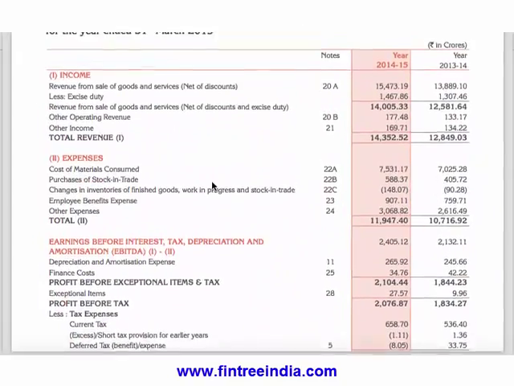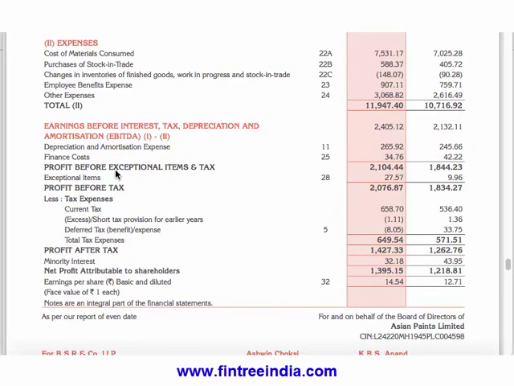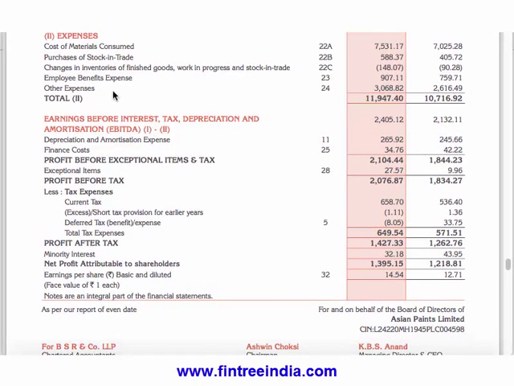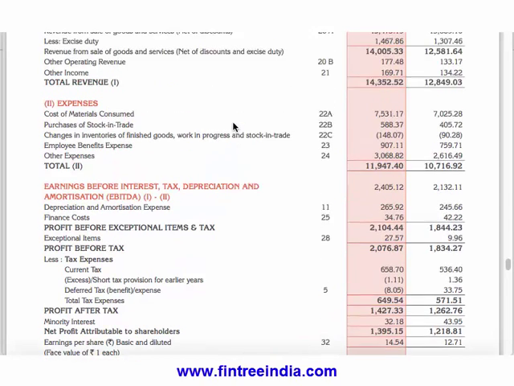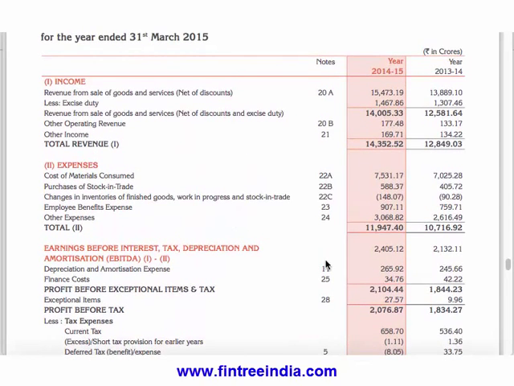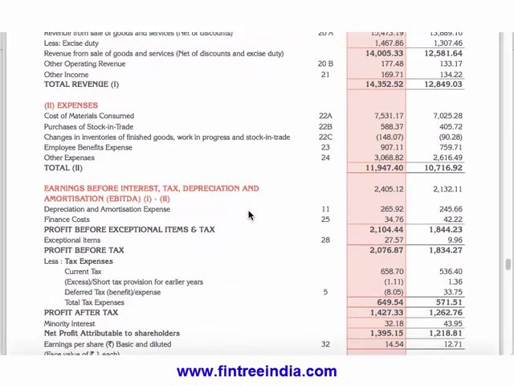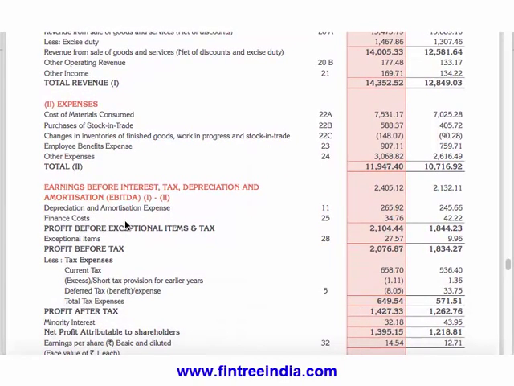Okay, so back to the income statement. This would get us earnings before interest, tax, depreciation and amortization. This number is nothing but EBITDA, isn't it? So let's calculate their cash operating profit margin. 2405 as a ratio to 14352 is 16.75%. Then depreciation, then interest.